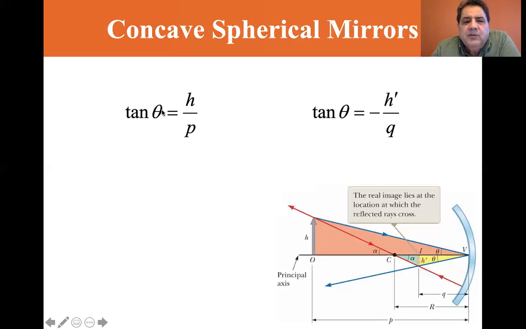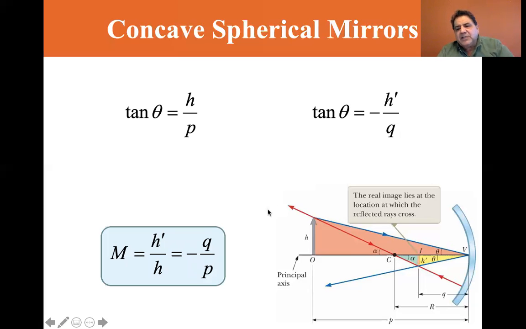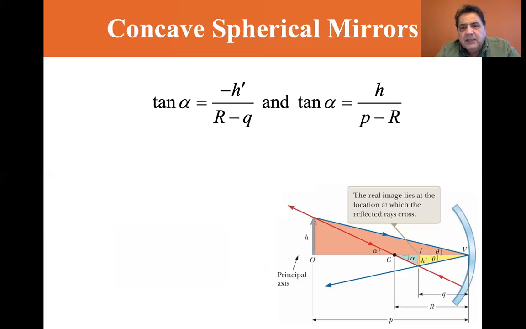So this tangent theta equal h over p is talking about this pinkish red triangle. The tangent theta equals minus h prime over q is the yellow triangle. It's minus because the h is inverted. And the magnification is h prime over h, which is equal to minus q over p. Okay, let's continue. Tangent theta of this is minus h over r minus q.